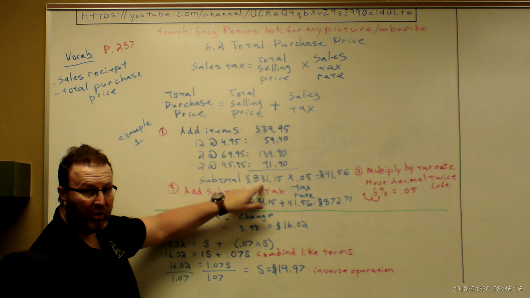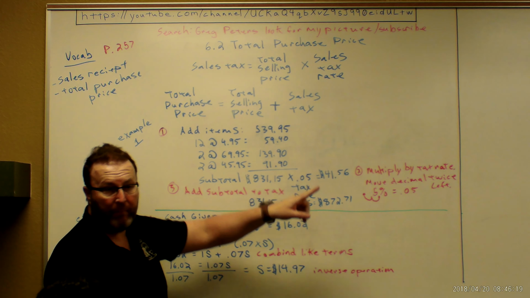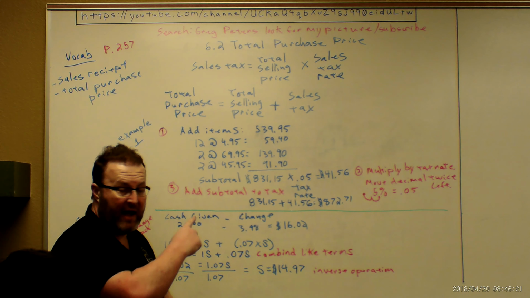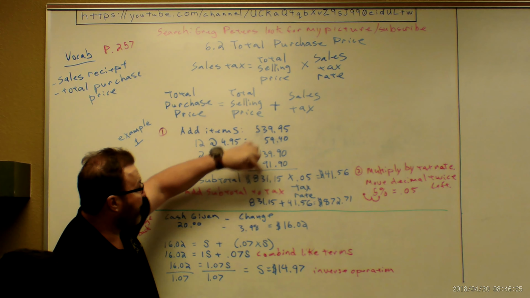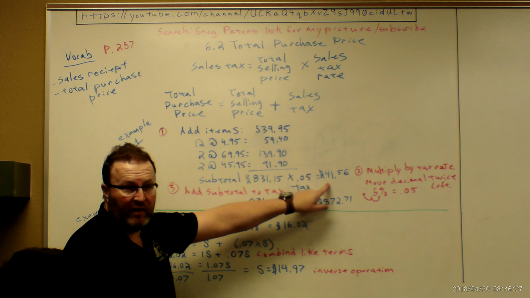Now from there, we have to multiply it by the sales tax. Remember, 5%, we have to move the decimal place twice to the left. So it goes in the calculator as 0.05. So after we multiply that, we get $41.56.